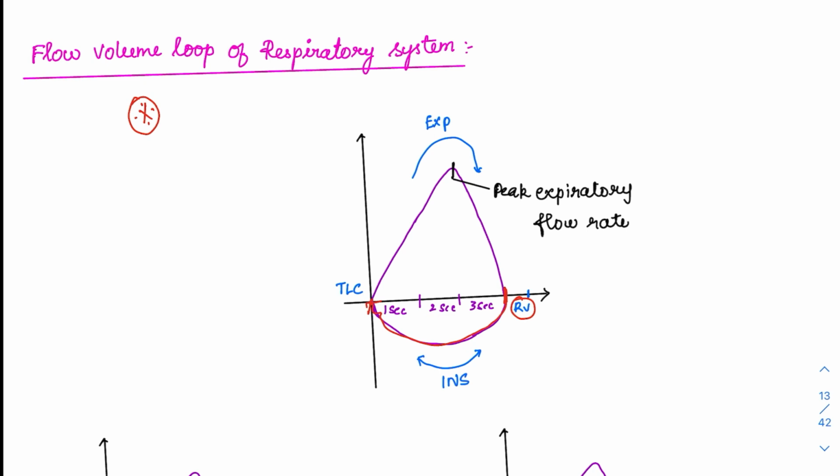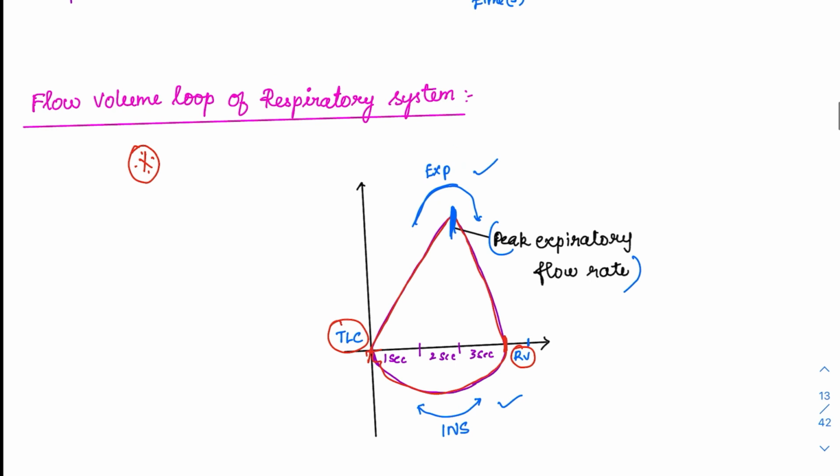At the end of inspiration, what is the amount of air present in the lung? It is nothing but the total lung capacity. Then we will ask the subject to expire out as forcefully as possible. Then the curve will come back again to the residual volume state. So this portion is nothing but the expiratory part. The above portion is the expiration, the below portion is the inspiration. This topmost point is called the peak expiratory flow rate. This is the highest peak that can be achieved during expiration. Peak expiratory flow rate.